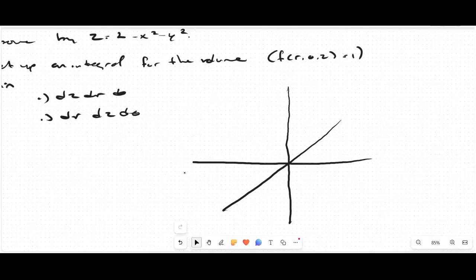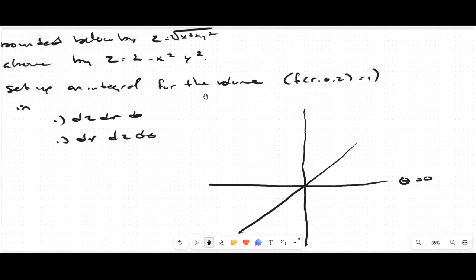Okay, this one doesn't really matter because it has no dependence on theta. Let's put theta equals 0 over here, and let's see if we can get this stuff right. So first, I've got a cone with slope 45 degrees.